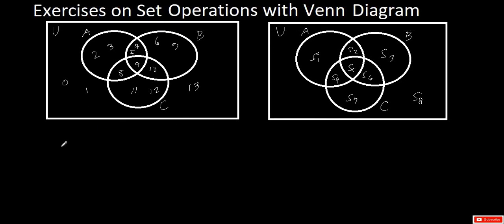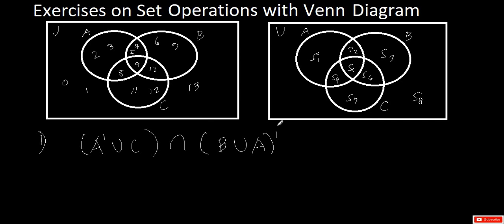Let's try this. A complement union C, intersection, the complement of B union A. Okay, it's really quite a complicated problem.